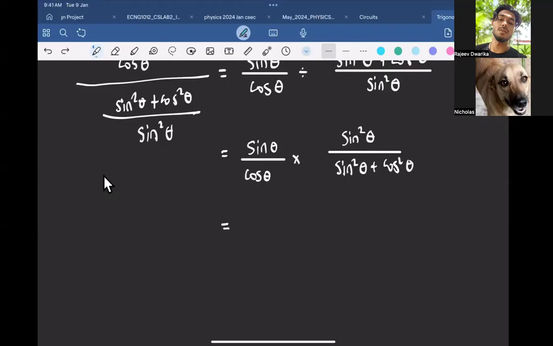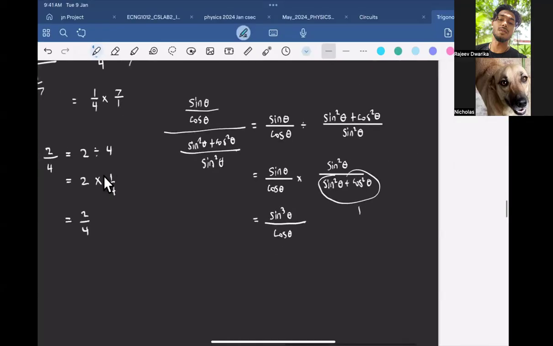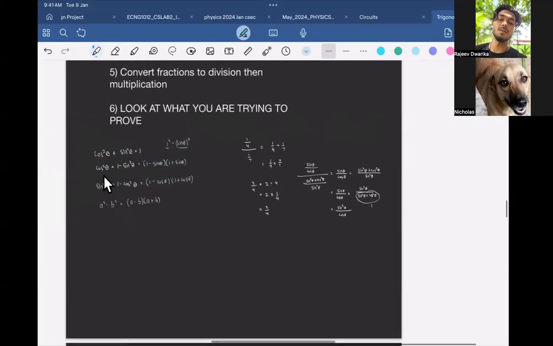Are there any identities we could use to simplify? Sine squared theta plus cos squared theta is equal to 1, right? So that whole thing is one. So you're going to put sine theta by sine squared theta, which is sine cubed theta, all over cos theta by one, which is cos theta. And that's it, you can't really simplify that anymore. So those are the basics you need to know.